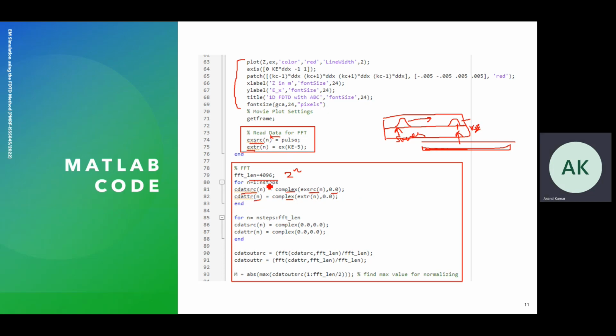Now, since this FFT should be performed on a vector which has a length of 2 power n, we pad zeros. For example, this is the time domain data that we have. This has some values less than 2 power n. So for the rest of the values, we will put zeros.